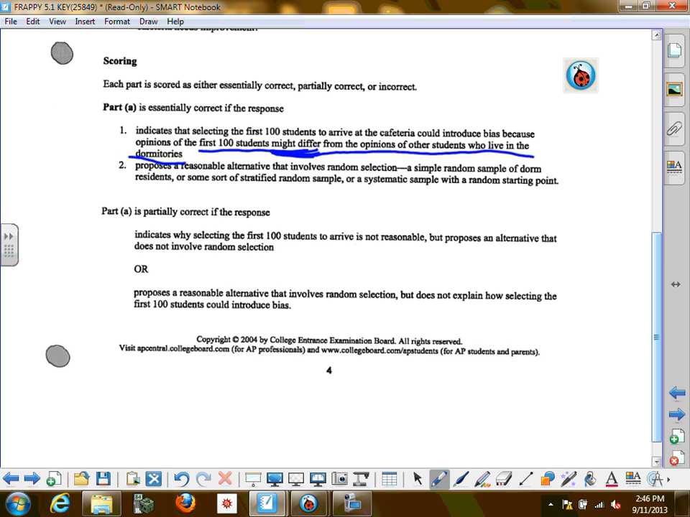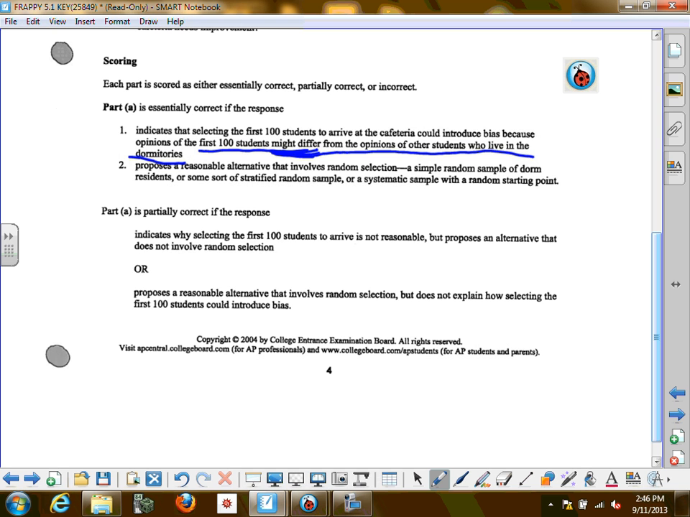You have to have context. You cannot just say, this group is not representative of the population. You see how I didn't? That's just like a general definition. Listen, this group is not representative of the population. That's a general statement. How about, these first 100 into the cafeteria are not representative of all dorm students. See how I put context in there? You have to have that.